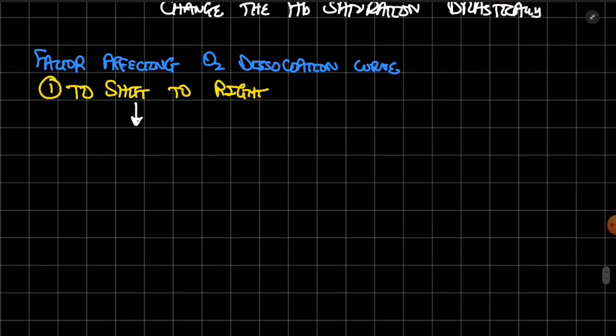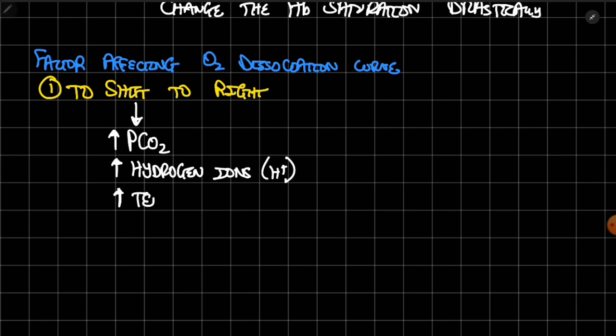So to shift to the right is basically an increase. When there is an increase in partial pressure of carbon dioxide, the shift of the curve is to the right. Okay, when there is an increase in H plus concentration, the increased hydrogen ions, then increased H plus ions means an acidic environment occurs, so the shift is to the right. Okay, then increased temperature.